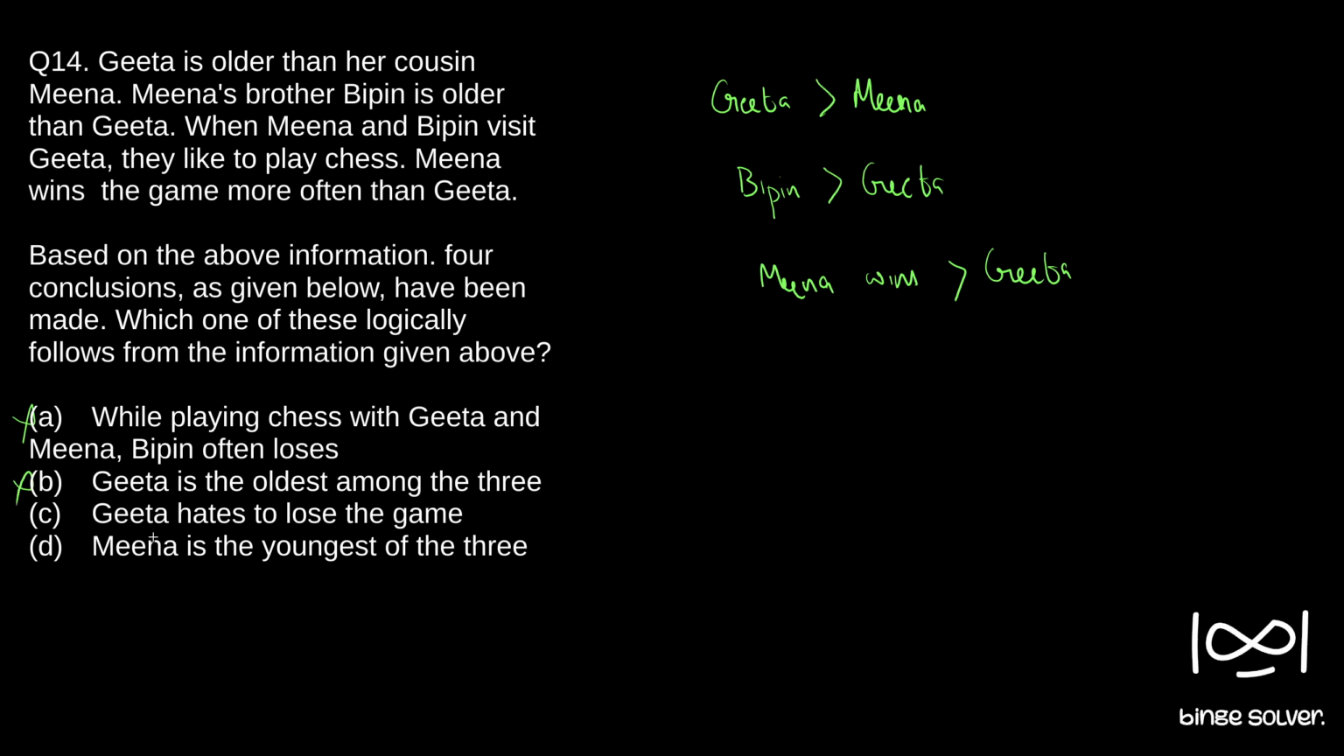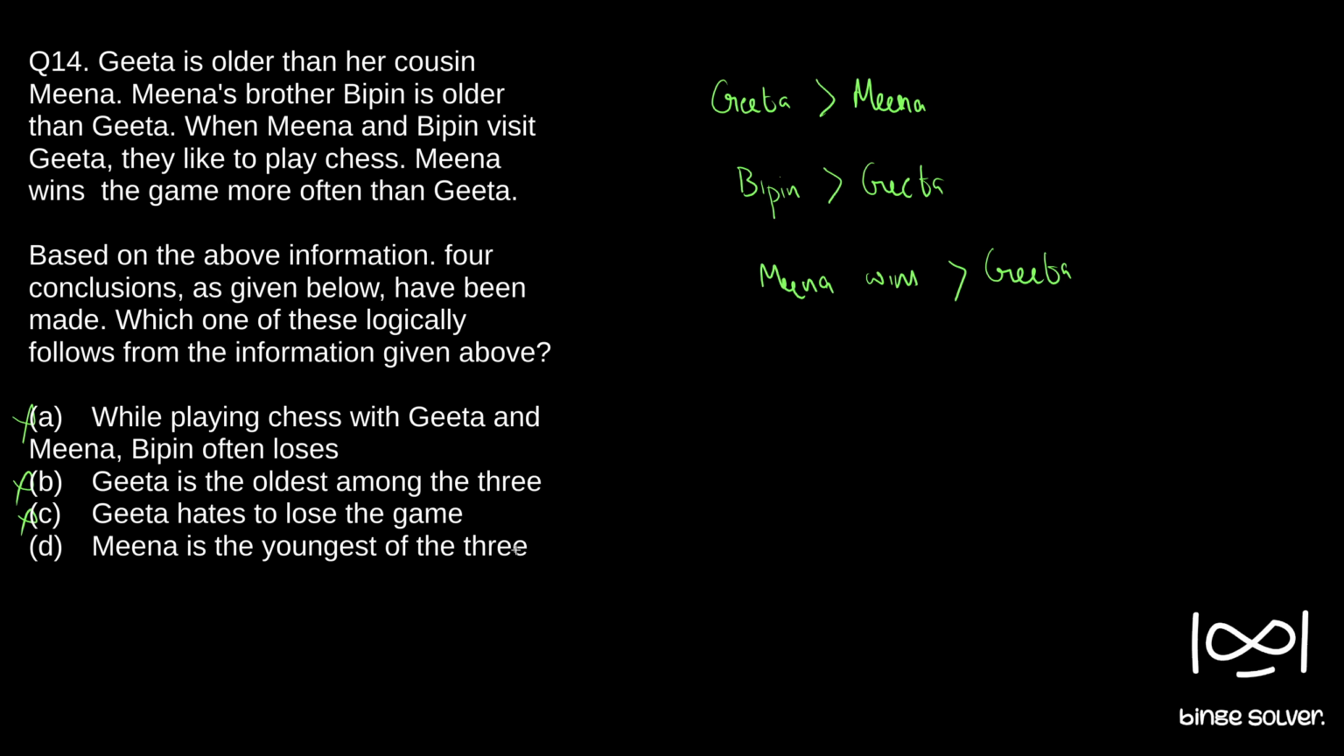Geeta hates to lose the game. We don't know whether that is the case. We know that Meena wins more, but whether Geeta hates to lose the game or loves to lose the game, no such information is given. So we cannot say this is right. The next one has to be right, but we will still analyze it.